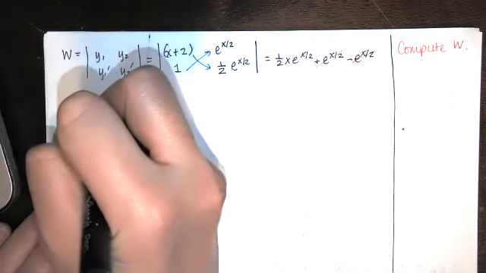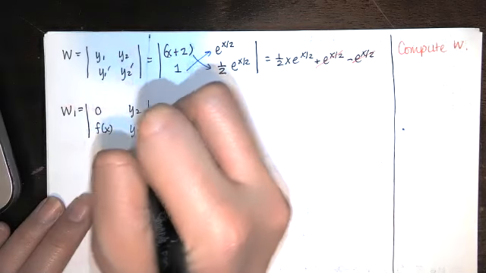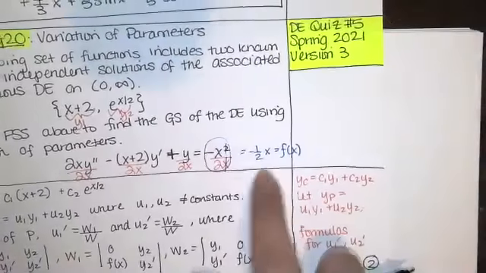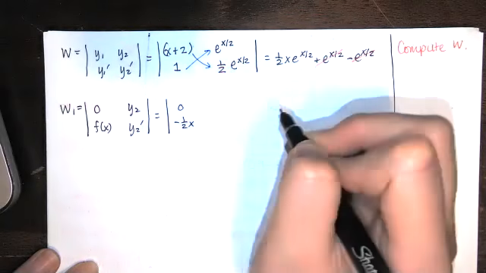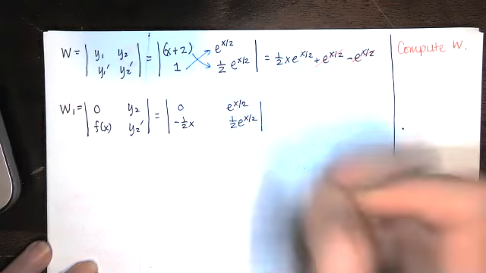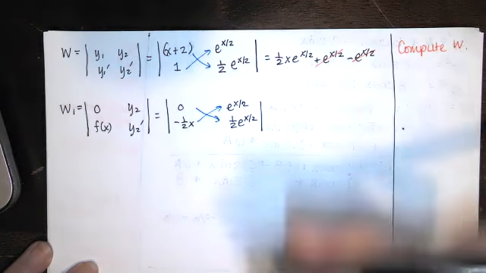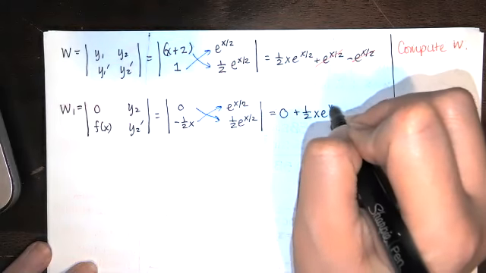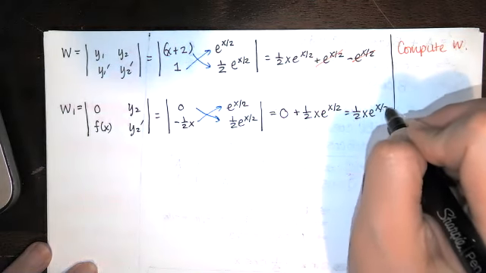W1 looks just like that, but you replace the first column with 0 and f of x. And we said that our f of x was negative 1/2 x. So I have negative 1/2 x here, e to the x over 2 here. So we'll do this times this, which is 0, minus this times this. We have 0 minus a negative, so that's adding 1/2 x e to the x over 2. So we just have 1/2 x e to the x over 2.